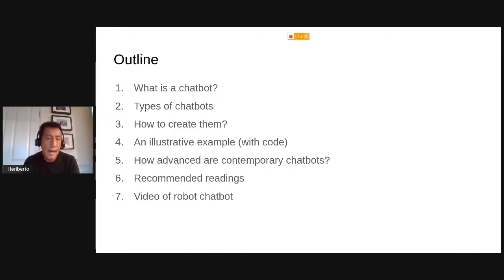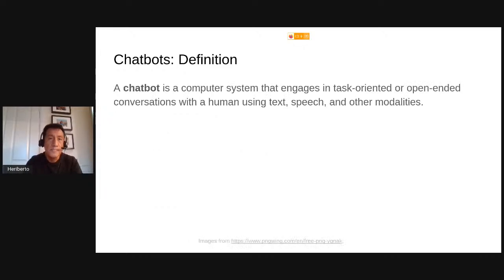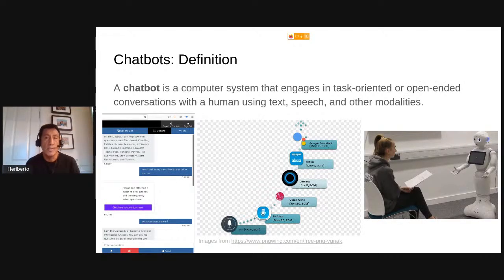I'm going to tell you also how advanced chatbots are and what the future looks like. Some recommended readings, and if I have time, I will show you a video of a robot chatbot of some interactions that I've been working on in the last few weeks. Okay, so here's my definition of a chatbot. It is a computer system that engages in either task-oriented conversations or open-ended conversations.